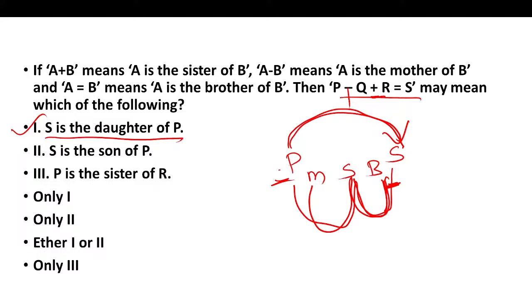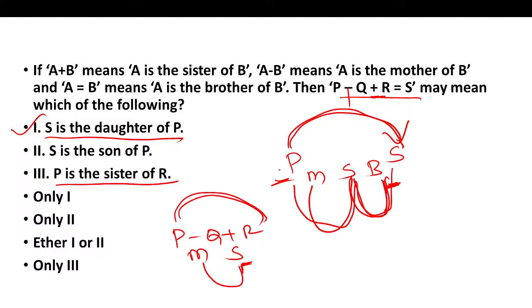And third one, P is the sister of R. So between P and R, how many symbols are there? First minus. Minus means mother. Plus means sister. So you have to start from last. Sister. Sister's mother, mother only. P is the mother of R. But they are saying P is the sister of R. No, it is Cancer. Which option is correct? Either one or two. Both chances are there.